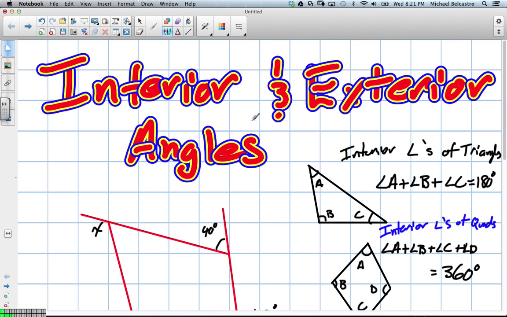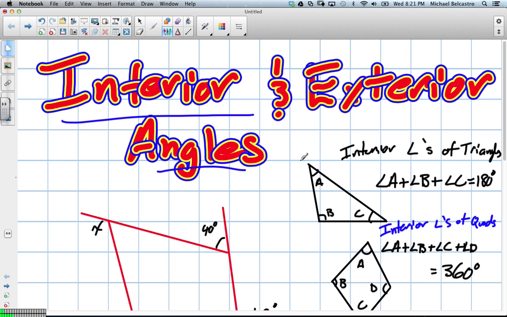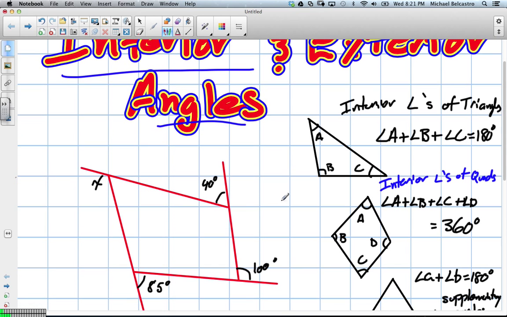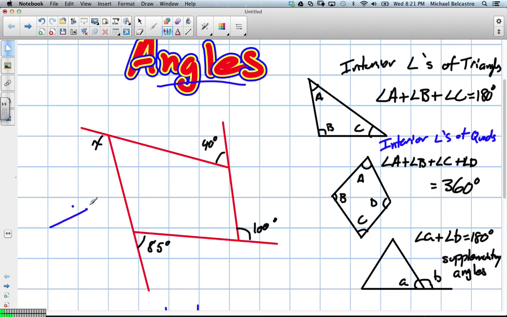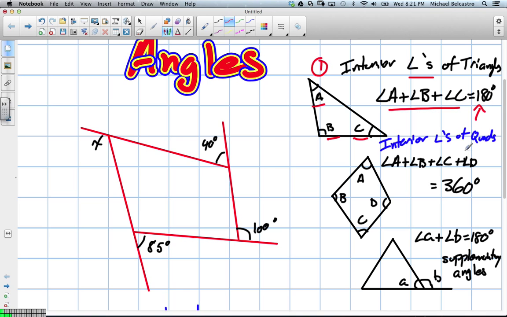Okay. So, interior and exterior angles. We have a whole bunch of rules on the side, and really we're going to look to solve this question here. But we've been given a whole ton of rules, so we're going to number them off here. Our first rule is the interior angles of a triangle, and what it says is angle A, B, and C when added together equal 180 degrees.